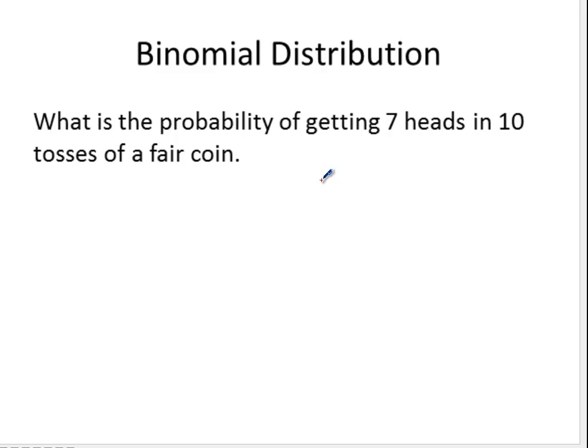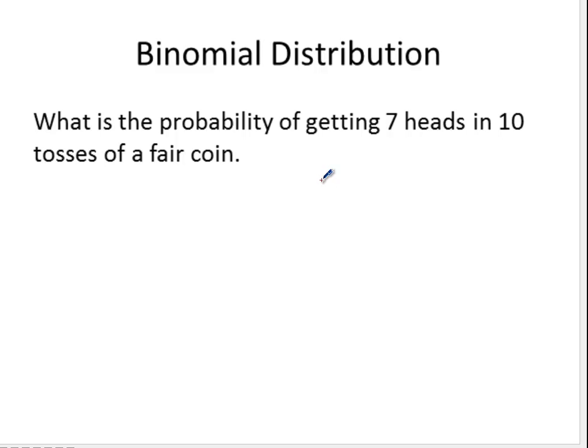What is the probability of getting 7 heads in 10 tosses of a coin? Well, this is a binomial distribution. The first thing you have to do is identify if it's a binomial distribution. So you can either get a head or you can get a tail. So that would be a success or a failure. Heads would be considered success, tails would be considered a failure. Tossing the coins are independent of each other. If I toss one coin, that's not going to affect the outcome of the second toss.